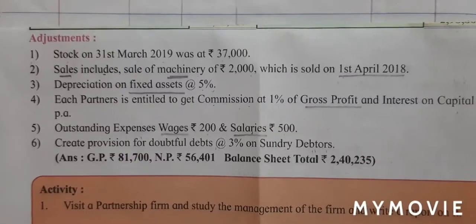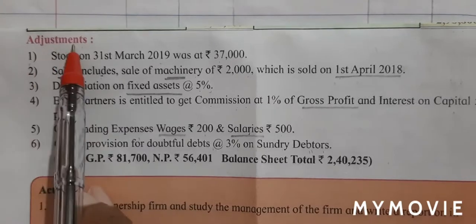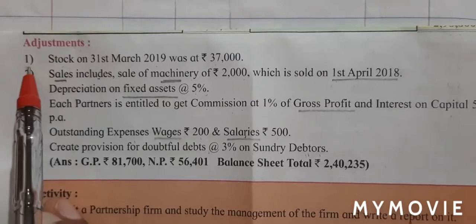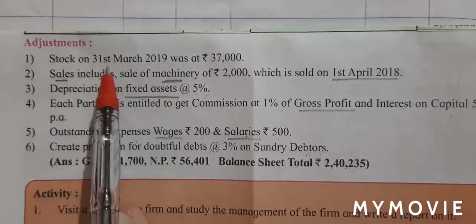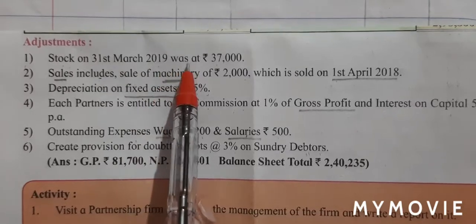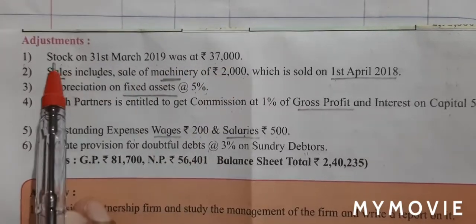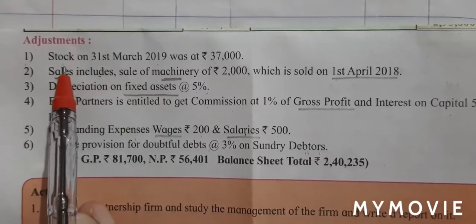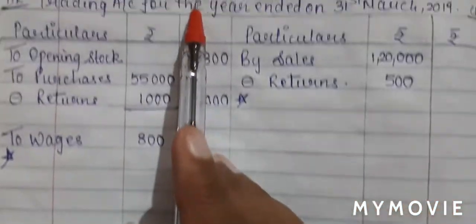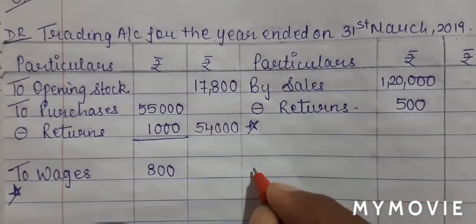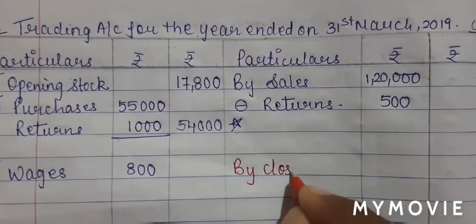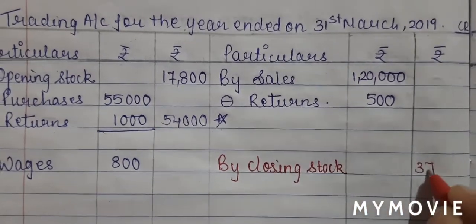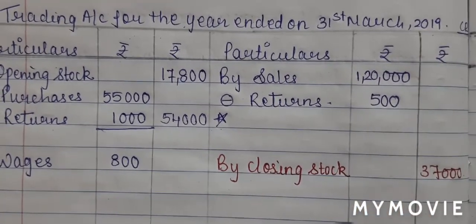We are now ready to begin with our step number 4, that is adjustments. Remember, students, adjustments have 2 effects. Let's begin with the first adjustment. Stock on 31st March 2019 was at rupees 37,000. This is my closing stock, and stock is related to goods. So my first effect will come in my trading account. So trading account, on the credit side, I will write by closing stock. In the outer column, 37,000. This is my first effect.